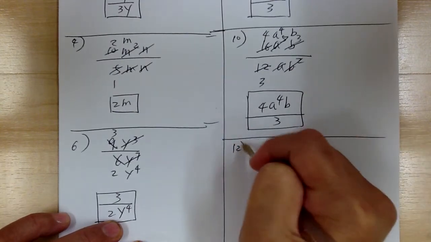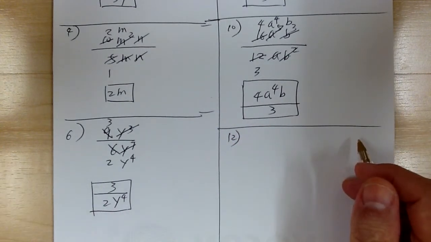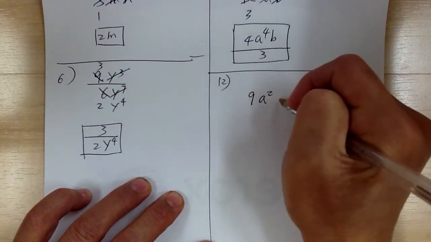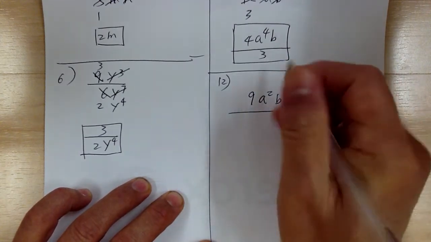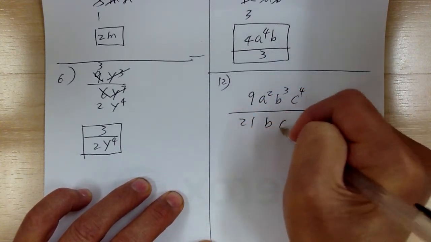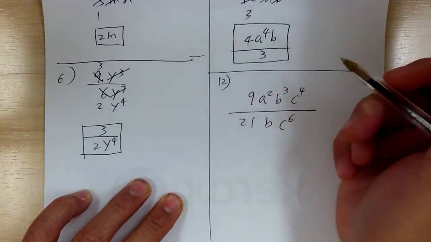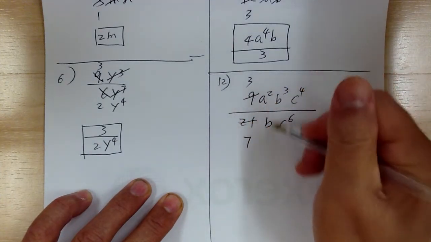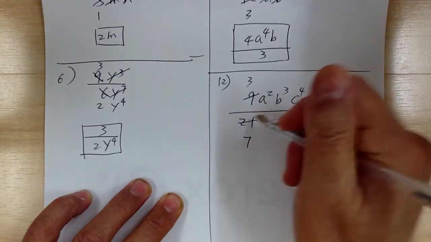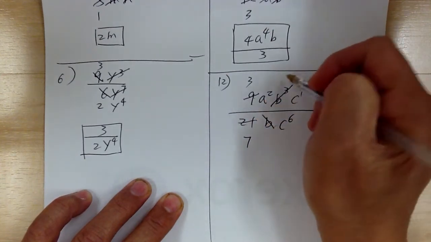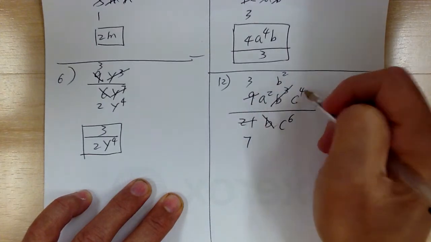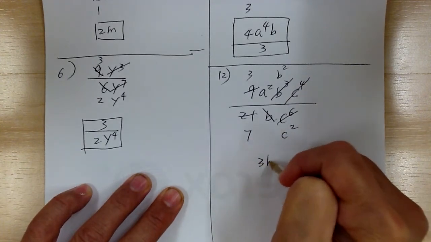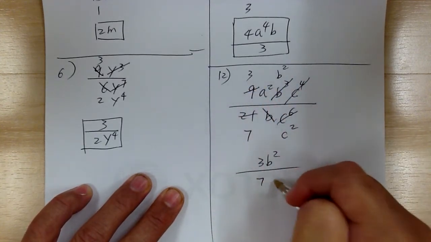Okay, let's go to number 12. Okay, you have 9a squared, b to the 3, c to the 4, over 21b, c to the 6. 9 and 21 are divisible by 3, so divide by 3. Then you go to a, there's nothing to cancel. Then you go down to b, so you can do the number and alphabet. So b and b cubed can end up with b squared on the top. C to the 4, c to the 6. When you cancel, you're going to get c squared on the bottom. So your final answer would be 3b squared, right? 3b squared over 7c squared.